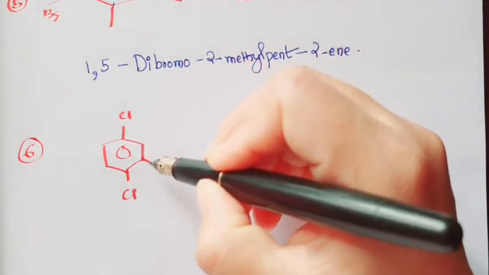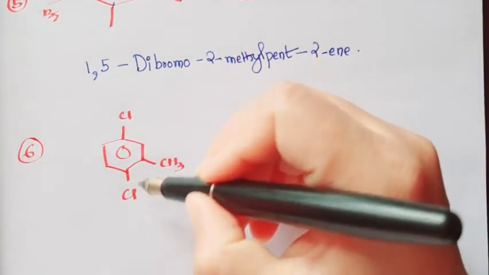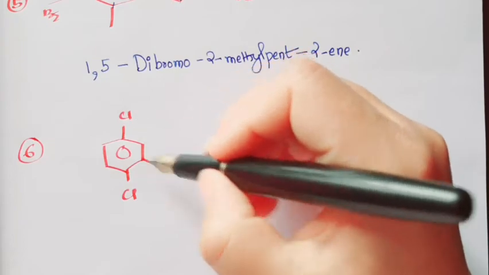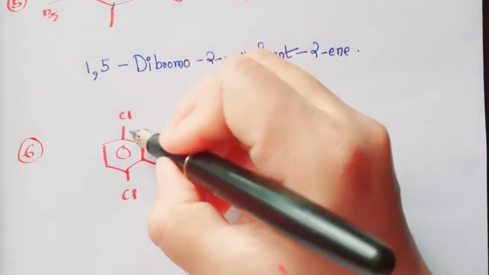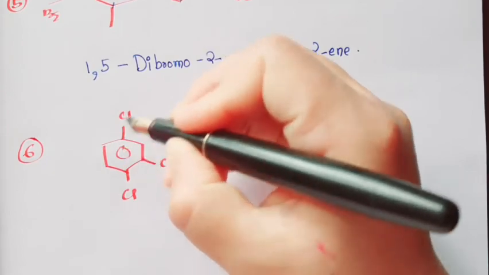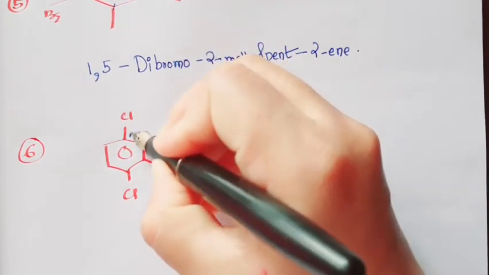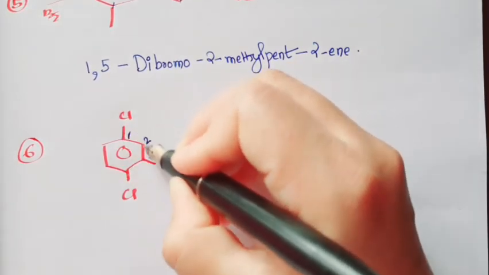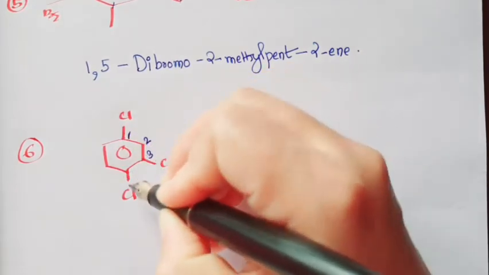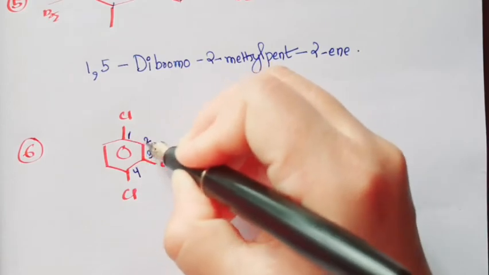Next is this compound. Now a benzene ring again, Cl, CH3, Cl. So these are chloro and methyl, right? So chloro will come first. So we have to number from the carbon which is attached to chlorine, right? So 1, then 2 clockwise again, because numbering from this side, your substituents are getting the least position. So 1 2 3 4.